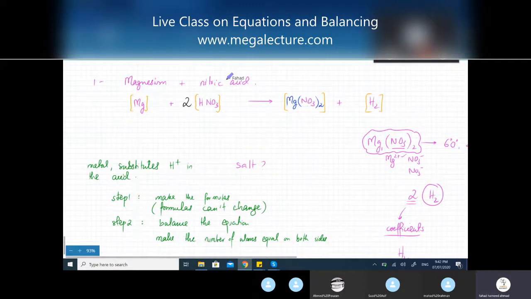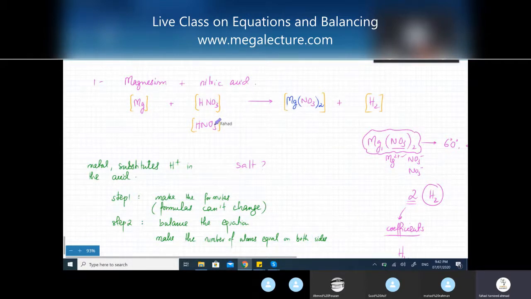So what this 2 basically means is that I have another nitric acid molecule that's separate from the 1. So I added another nitric acid molecule. They don't have anything to do with each other. It's just that I needed 2 hydrogens in the product. So I added another nitric acid molecule. That's why I added the 2.